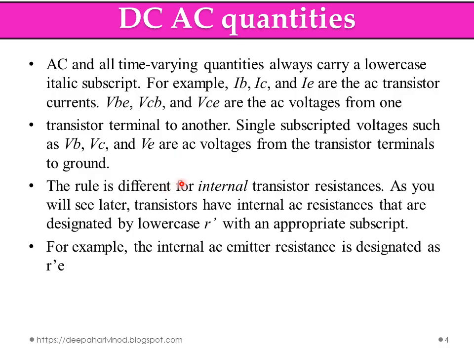The rule is different for internal transistor resistance. As we will see, transistors have internal AC resistances that are designated by the lowercase r dash with an appropriate subscript. For example, the internal AC emitter resistance is designated as r dash e.